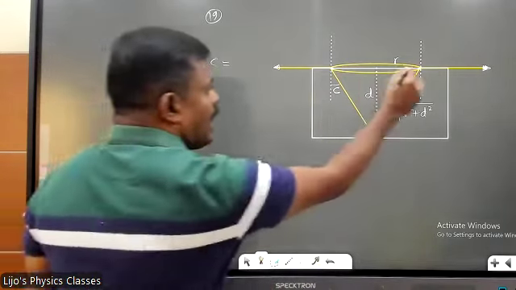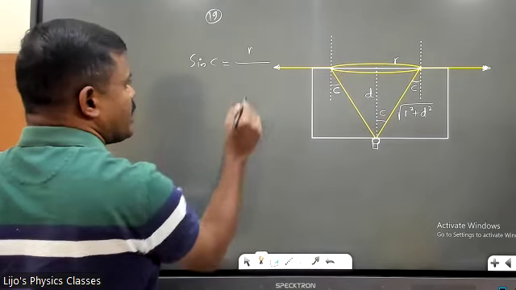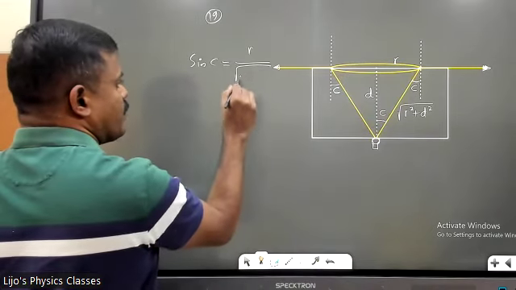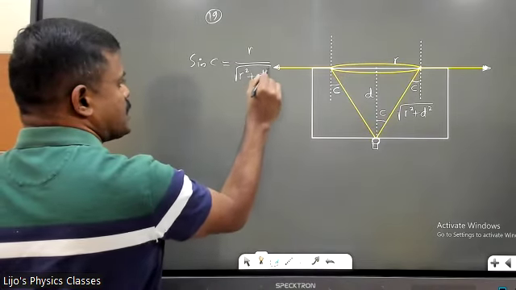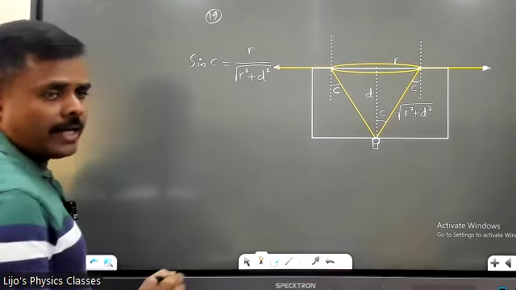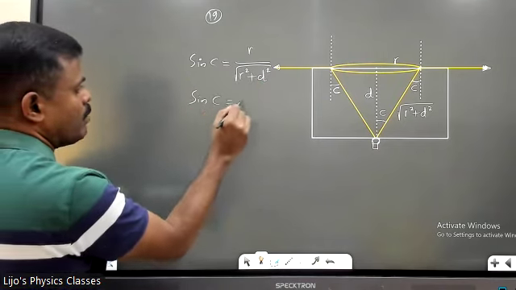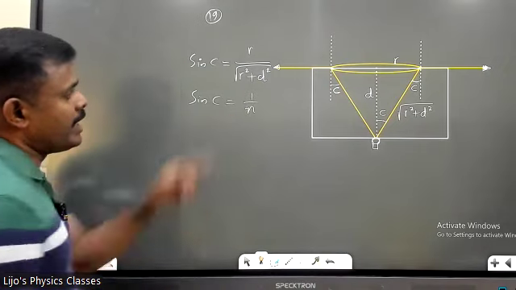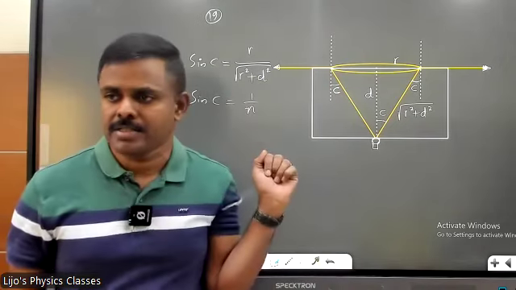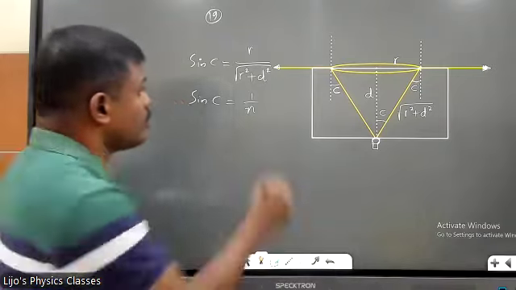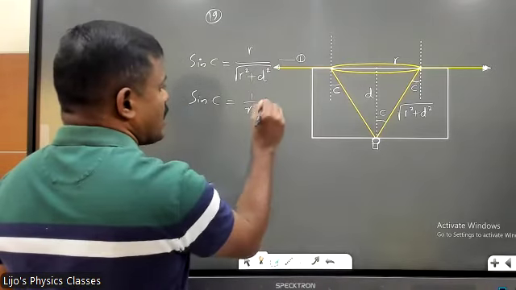Opposite side is r divided by hypotenuse, root of r square plus d square. And I also know that sine c can be written as 1 by n, because I just want to relate this to the refractive index. Now I got two equations for sine c and I'm going to relate them.